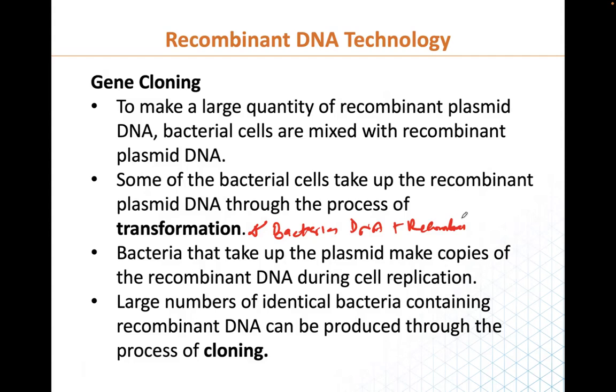Bacteria that take up the plasmid make copies of the recombinant DNA during cell replication. A large number of identical bacteria containing recombinant DNA can be produced through the process of cloning. Not all of the bacteria would transform when you introduce the recombinant DNA into the bacterial cells. Some of them would, and some of them would not.